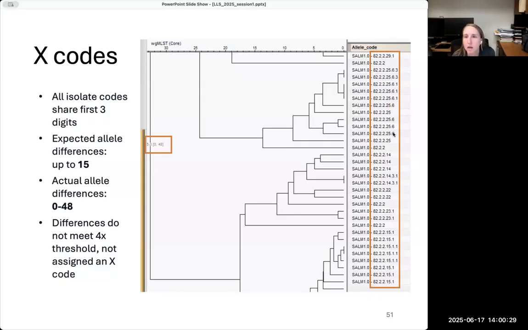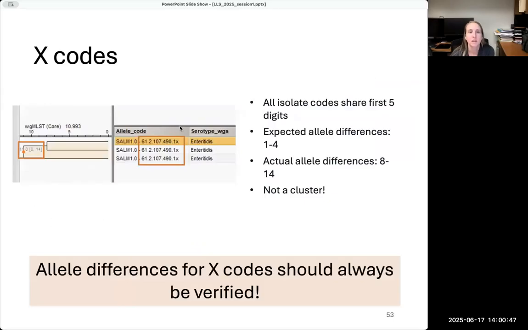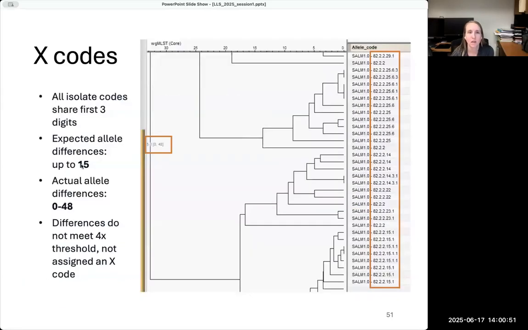Okay, someone asked me to repeat that. If the expected allele difference based on the allele code is up to 15 alleles different, then to be assigned an X code, the difference has to be greater than about 4 times the expected threshold. The expected threshold for that one was 15, so it would have to be more than 15 times 4, which is 60. But because the actual difference is only 48, it's below 60, so it's not assigned an X code.